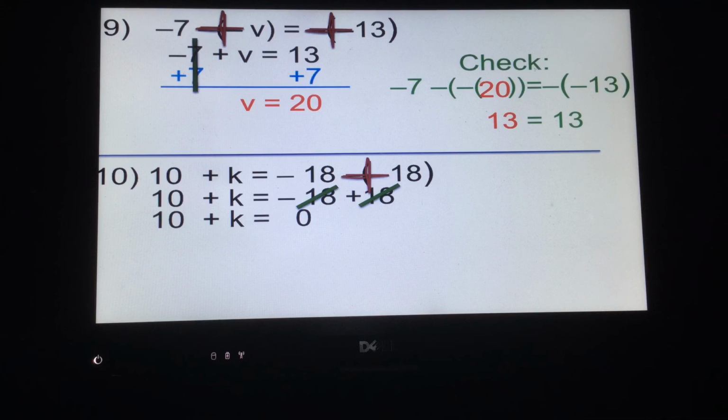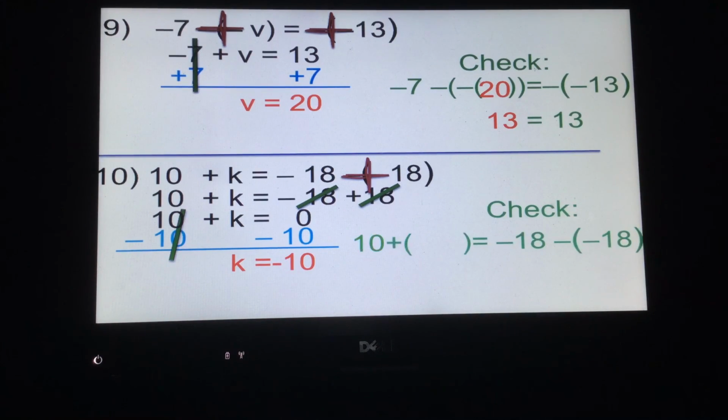All right, and then you're going to have to subtract 10 from both sides. And when you subtract 10 from both sides, you get k equals negative 10. Quick check for you. Put the negative 10 in there. 10 plus a negative 10 is 0. And then negative 18 minus a negative 18 gets you 0. Therefore, the answer is negative 10.